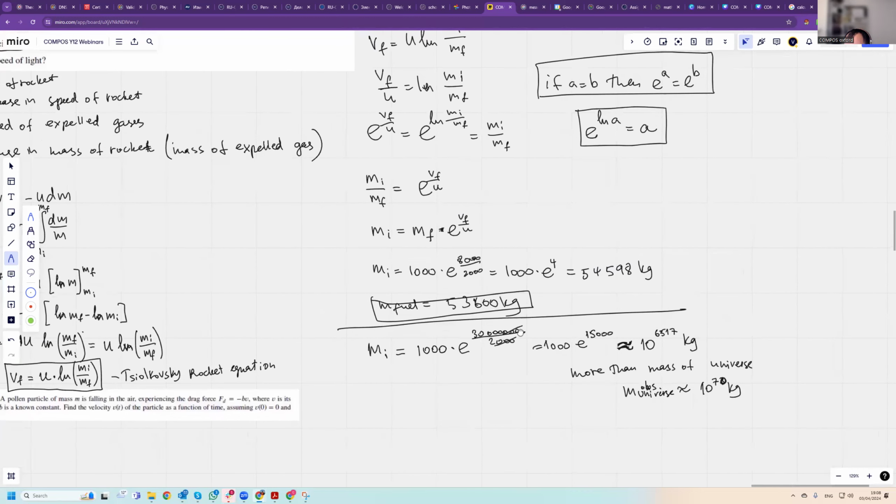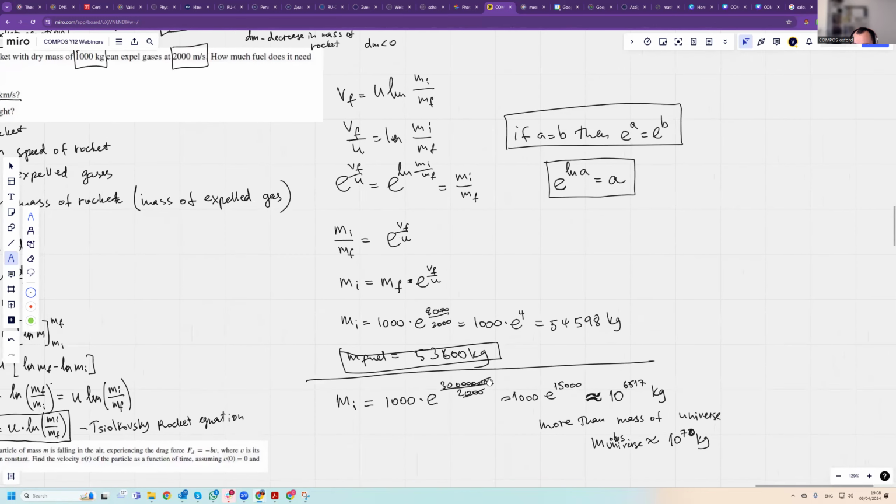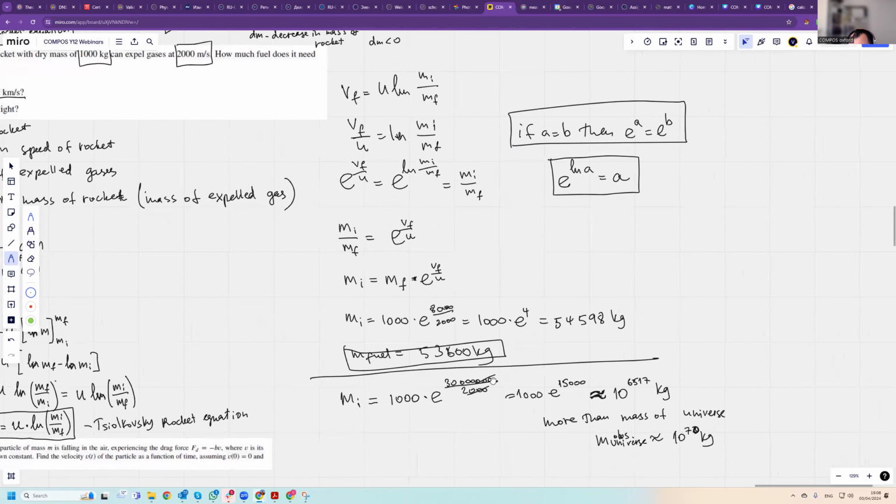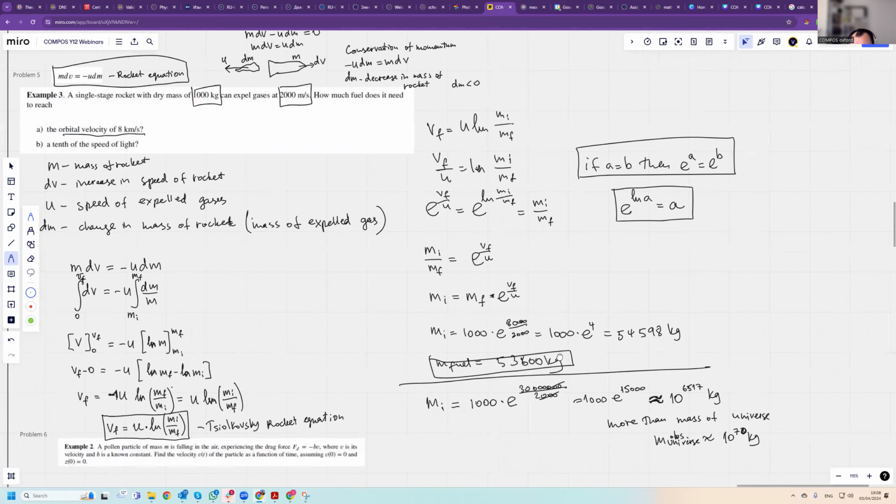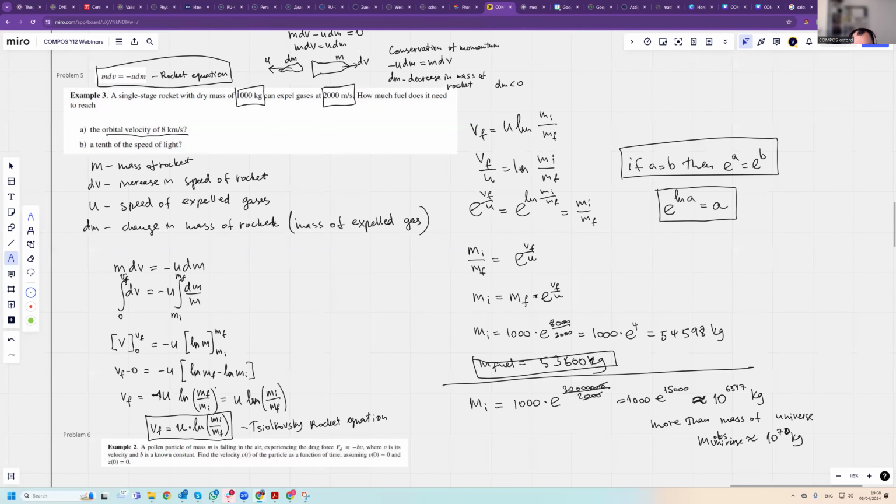Now, what do you need to change? Okay, so this rocket will not reach 1/10 of the speed of light, even if all the universe was turned into fuel. What can you do? What modification do you need to make to the rocket?